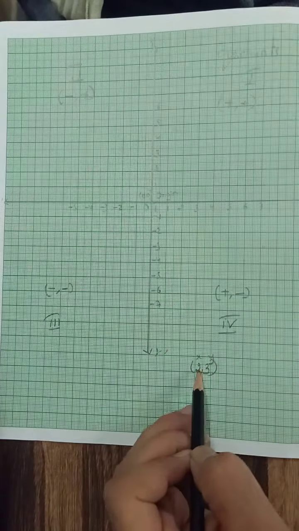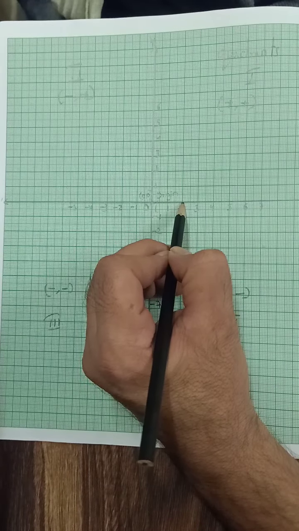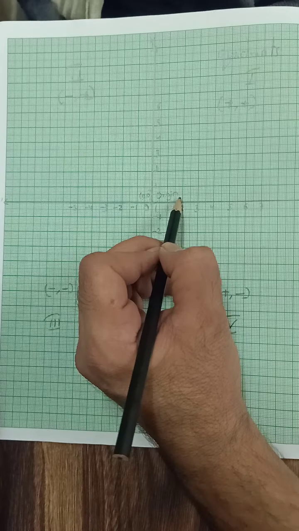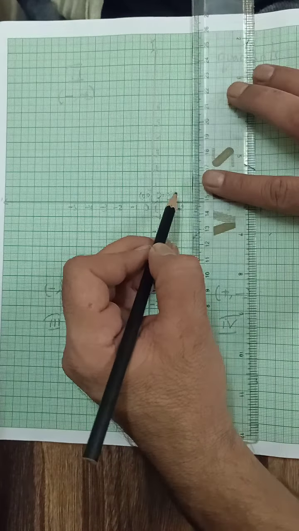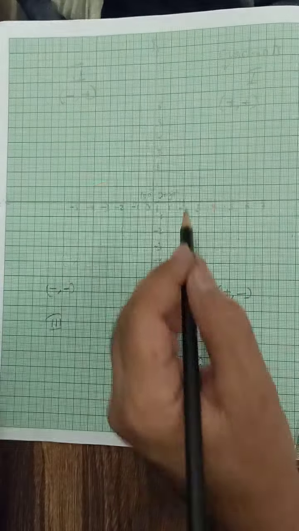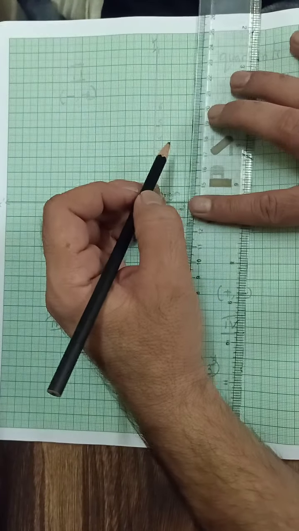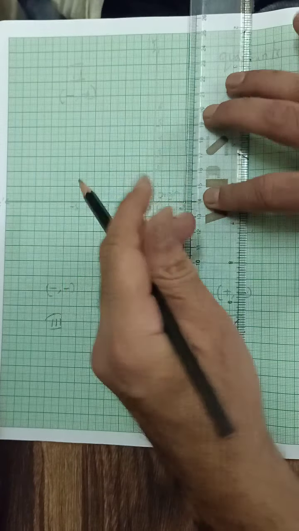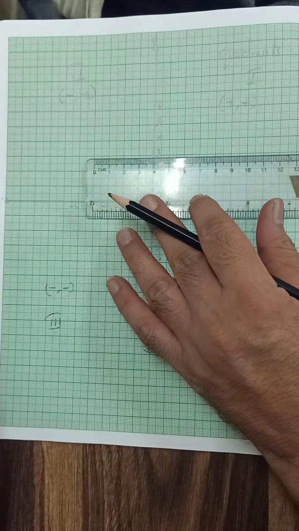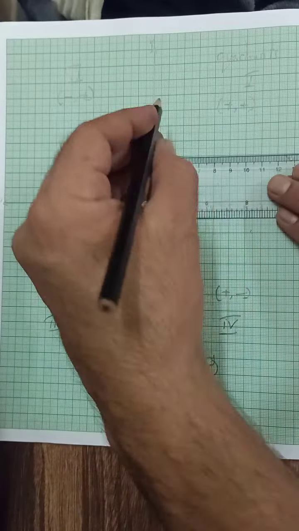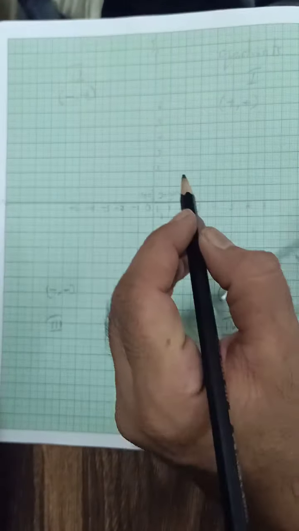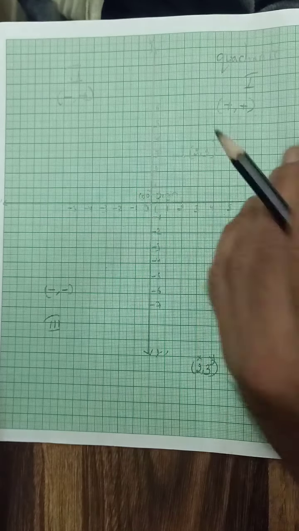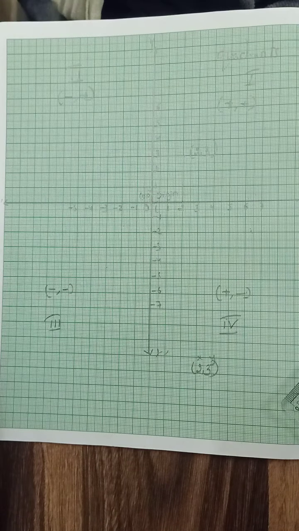Now just see, x is 2. Here this is 2. From here you draw a line which is parallel to the y-axis, and y is 3. The y is here. So first I'll draw a line parallel to the y-axis from 2, like this. And from 3 I'll draw a line which is parallel to the x-axis. Now where these two lines meet, this point is (2, 3). That means (2, 3) lies in the first quadrant. Clear?